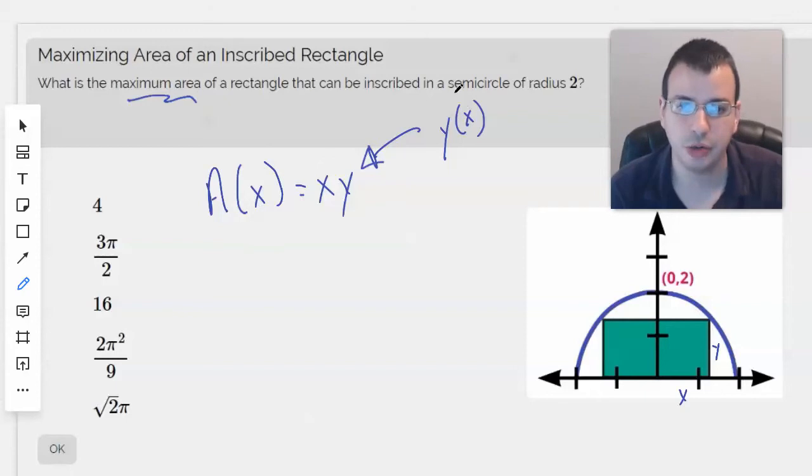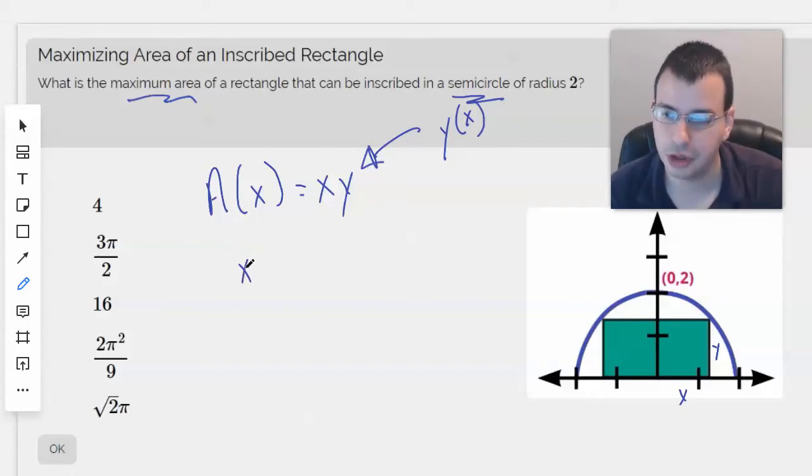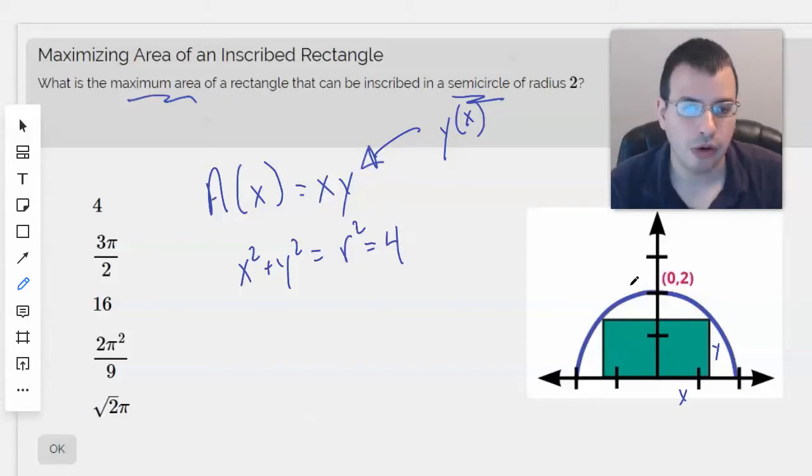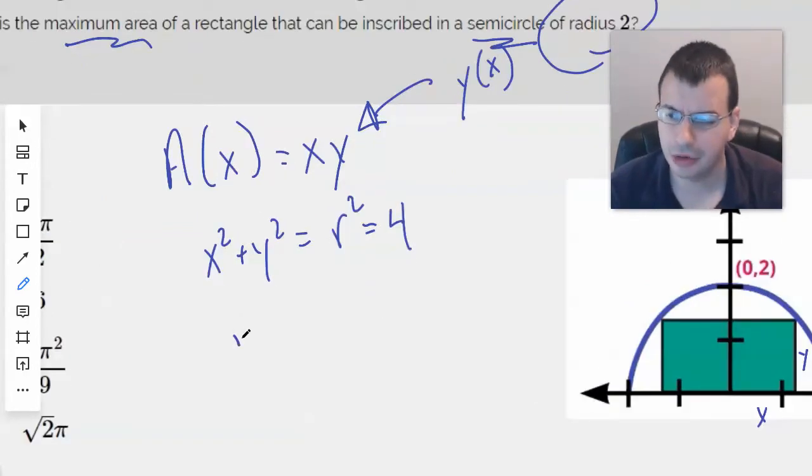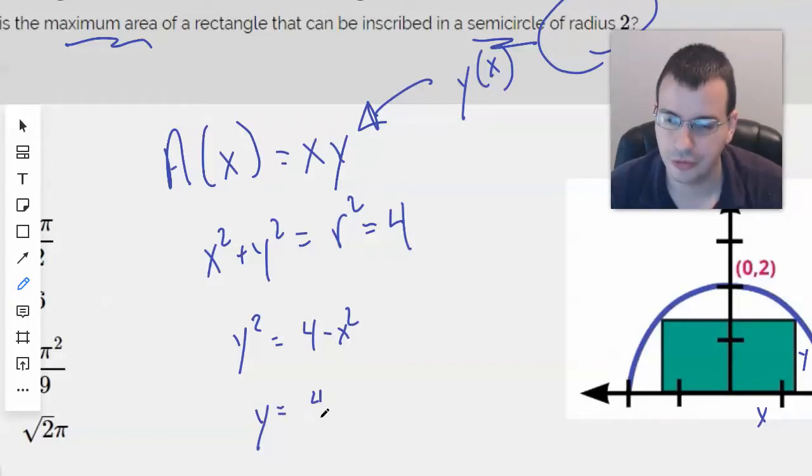So we want to use another equation, that for a circle. So we know that x squared plus y squared equals radius squared, which in this case is 4. The equation for a circle, x squared plus y squared equals r squared. And in this case, we're told that the radius is 2. Therefore, radius squared will be 4. And this will be our second equation. And we'll solve for y squared equals 4 minus x squared. Y equals 4 minus x squared square rooted.